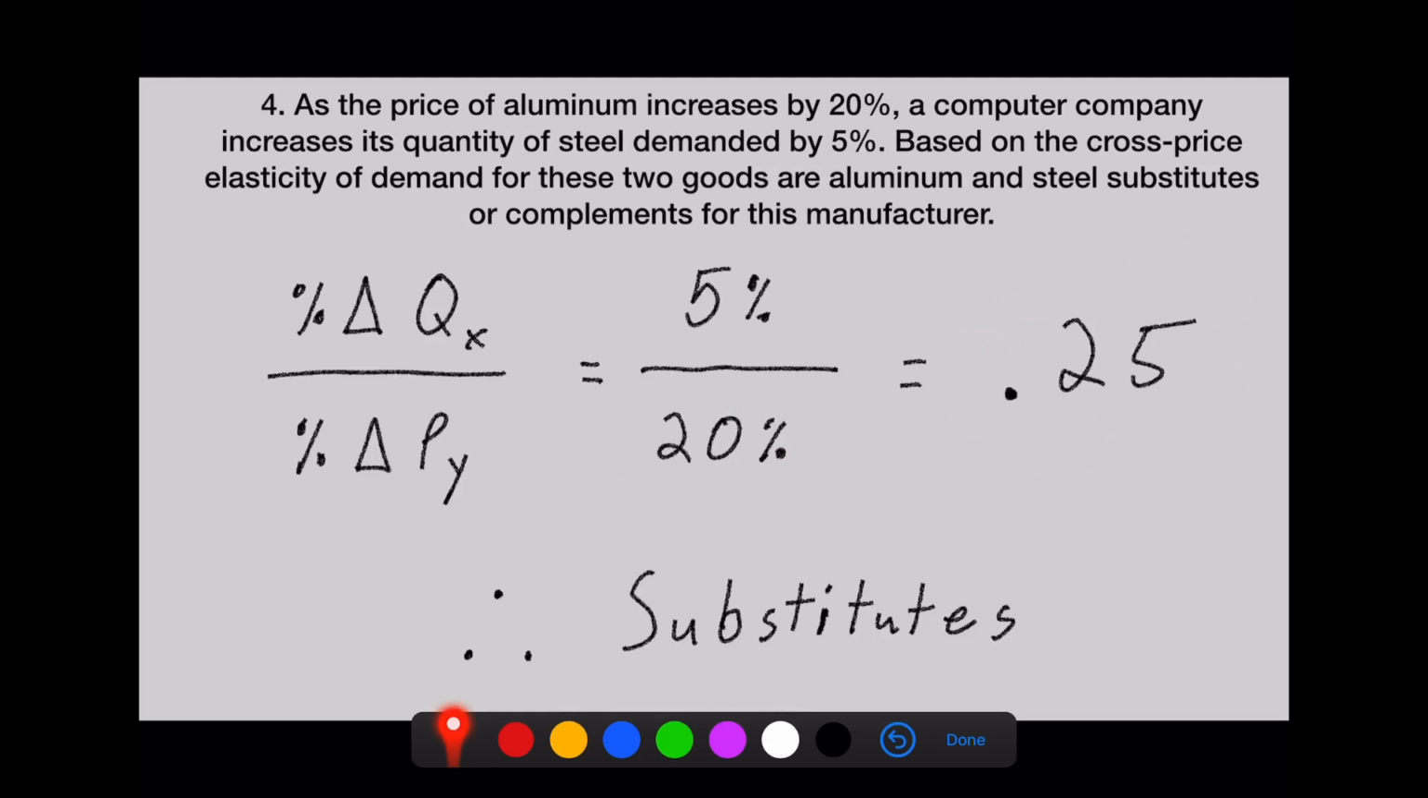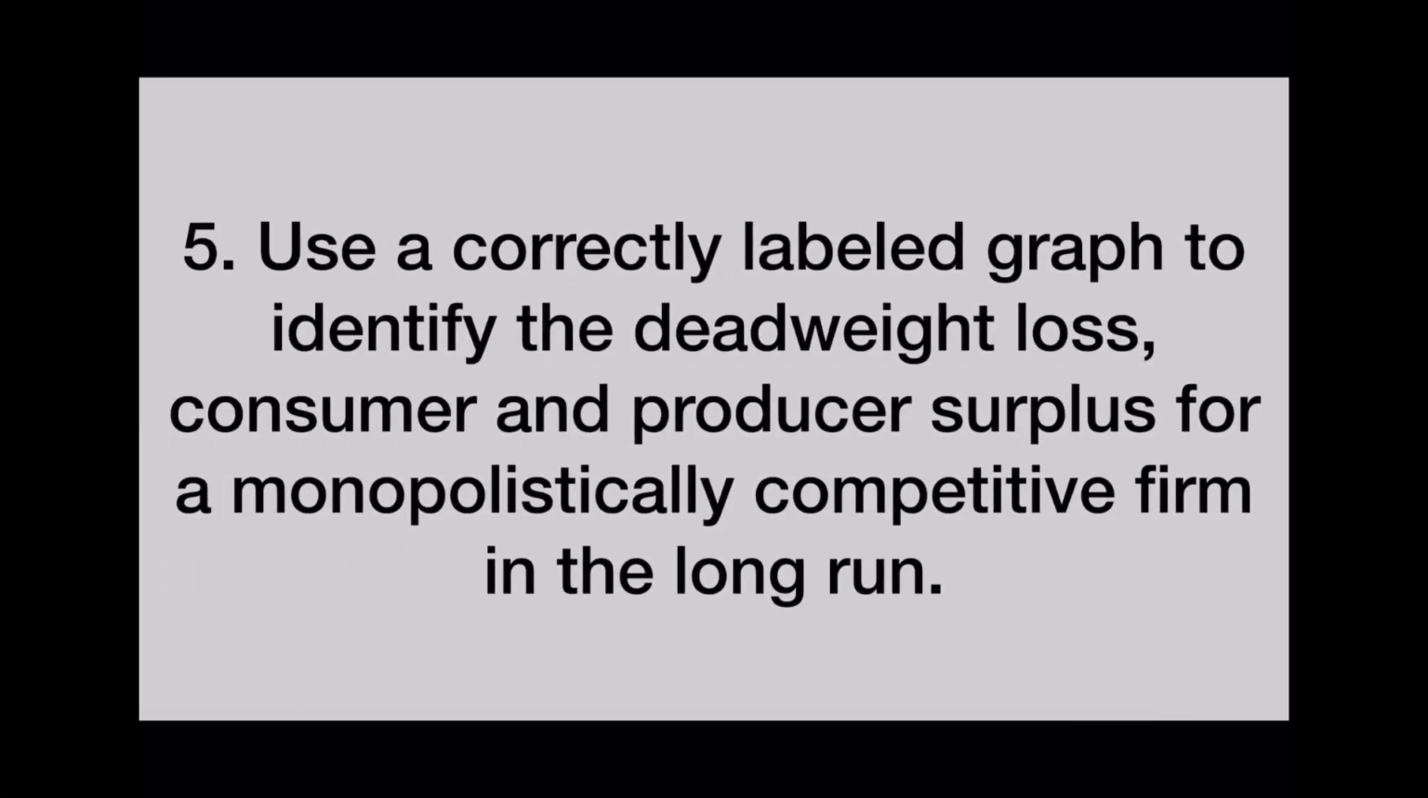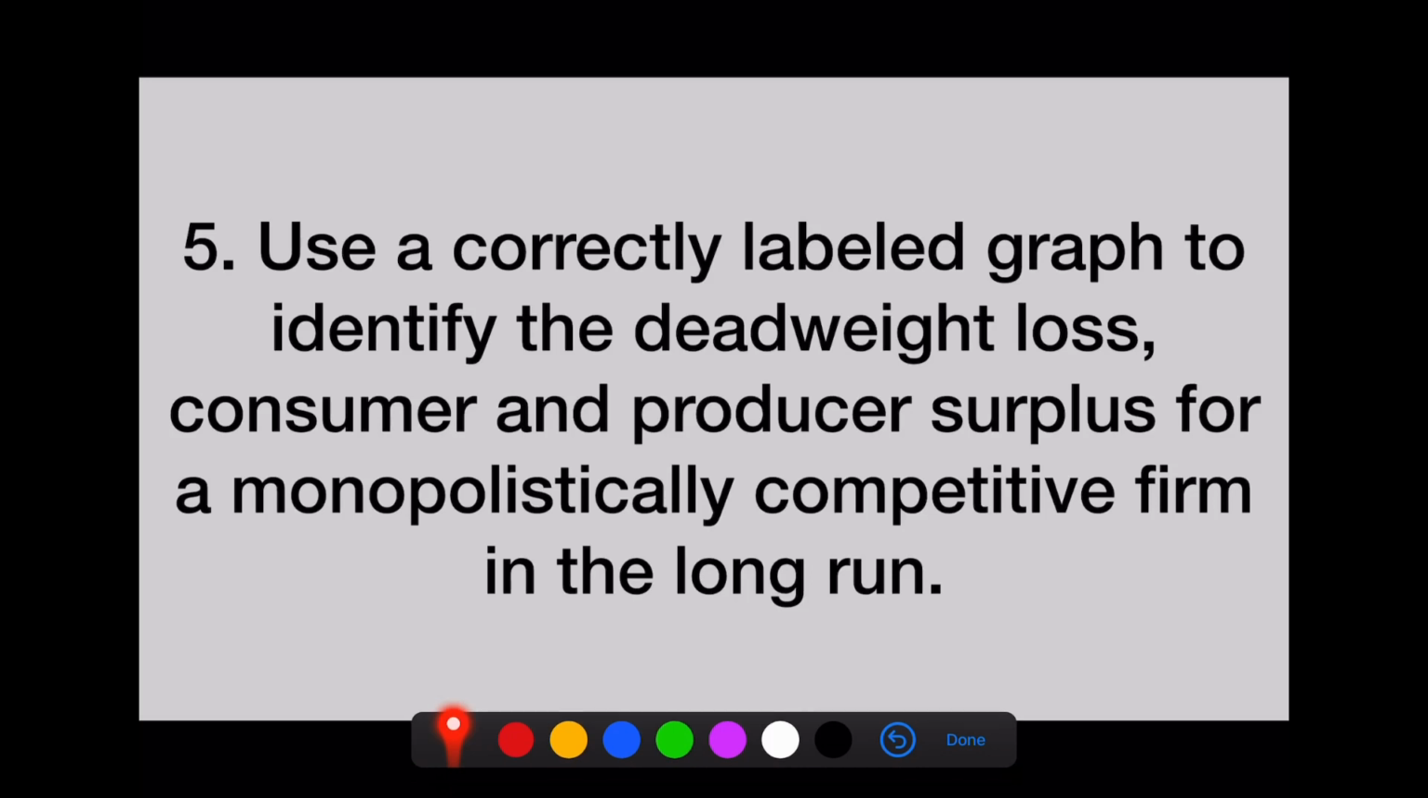If you were calculating cross price elasticity of demand and your result is positive, they must be substitutes. If they were negative, they'd be complements. Cool. All right, number 5. Pause the video, give it a shot. Watch out for that long run.